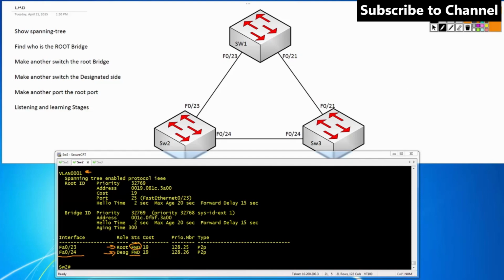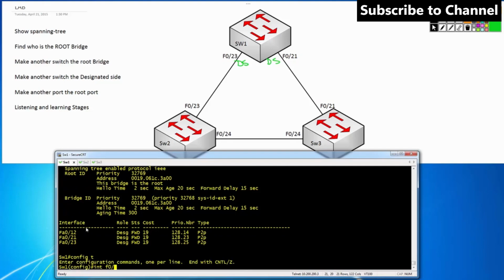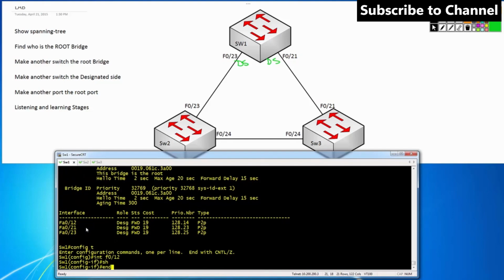Now, if switch 1 is the root, like we saw before, then that means what I said before was both of these should be designated, right? Here is our ports that are participating in spanning tree, and actually Fa0/12 should not be in this, so we're just going to go ahead and shut that down.